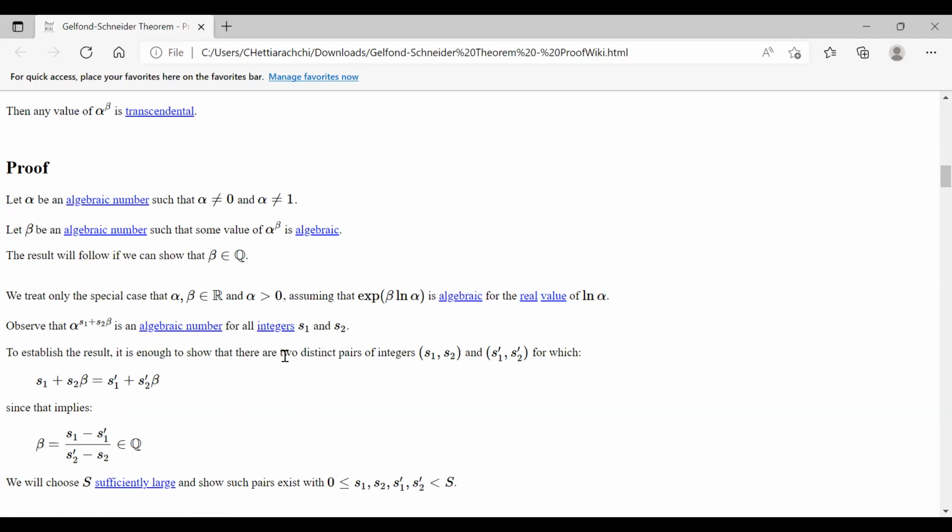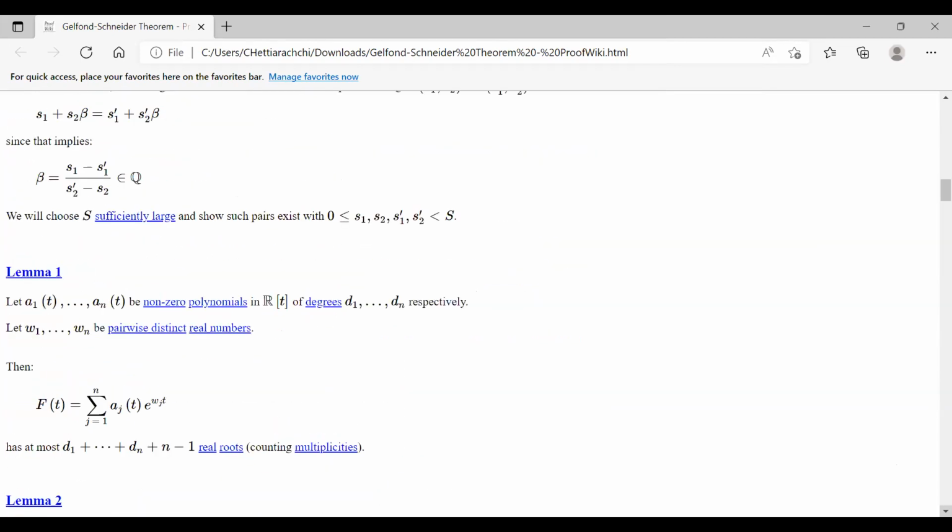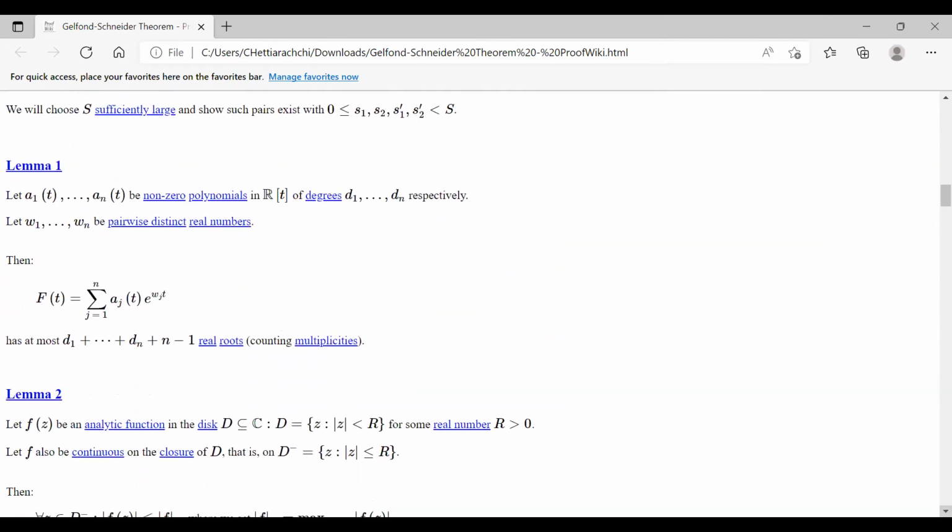It is enough to show that there are two distinct pairs of integers, s1, s2 and s1 prime, s2 prime, for which s1 plus s2 beta is equal to s1 prime plus s2 prime beta. If you solve this, beta becomes s1 minus s1 prime divided by s2 prime minus s2, which is a rational number. Then by contradiction, beta cannot be rational because we supposed beta is irrational. That means alpha to the beta must be transcendental. But before we do that, we need 4 lemmas to prove the theorem.